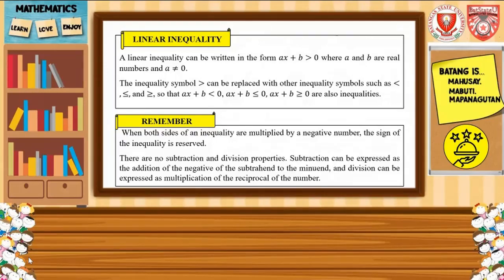There are no subtraction and division properties. Subtraction can be expressed as the addition of the negative of the subtrahend to the minuend, and division can be expressed as multiplication by the reciprocal of the number.